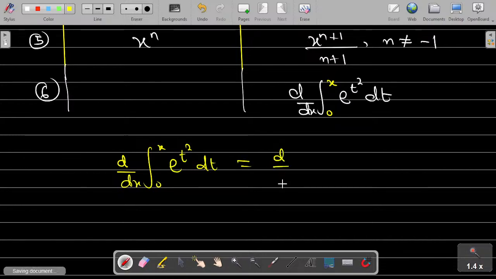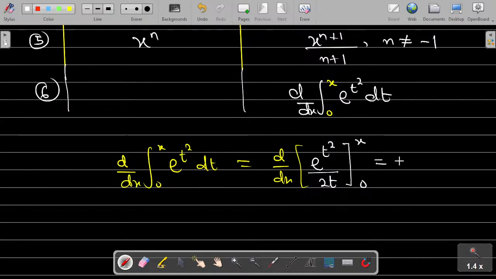Now you can see that this function is the derivative of an integral, so we need to integrate first. To integrate this with respect to t, you're going to have the same e^(t squared), and then you would divide by the derivative of the power here, and the derivative of t squared with respect to t will give you 2t. Then you evaluate it from 0 to x because it's a definite integral.